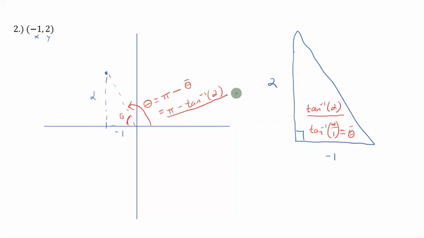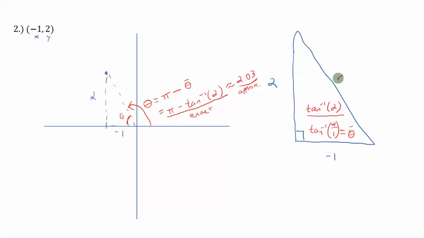If you want to approximate that, make sure your calculator is in radians mode and type pi minus tan inverse of 2. And if you approximate this, you get approximately 2.03 radians. Okay, so this is exact, this is approximate. So different scenarios could call for different things, but we know how to do both. Okay, so we have our theta value. Now we need our r value.